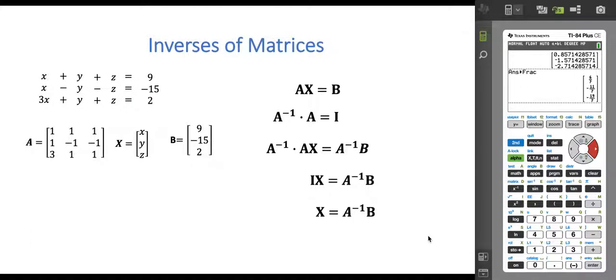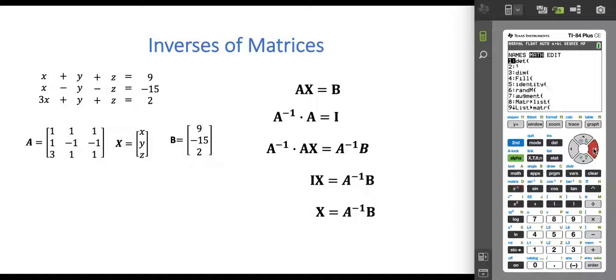So for example, I went a little too fast. Here's a new system, okay? So just like before, you're going to edit those matrices. So I'll just show you that I put those matrices in my calculator. So I have the new 3 by 3 matrix associated with this system. That's the coefficient matrix. And I have the new constant matrix, and that's the 3 by 1 matrix, which we call matrix B, which is 9, -15, and 2.